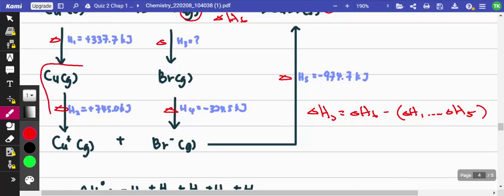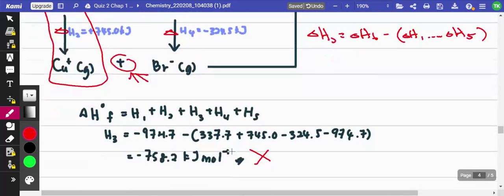For here, remember it is until Cu positive only. And then remember to write plus. Many students forgot to label plus here. That's why they didn't get the marks.